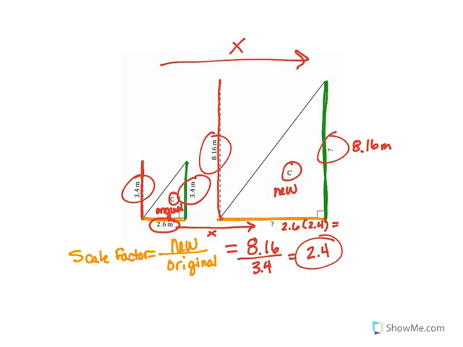So 2.6 times 2.4 is 6.24 meters. There's our two answers. Really three, because we did have to find this one. We just didn't have to use any actual math.